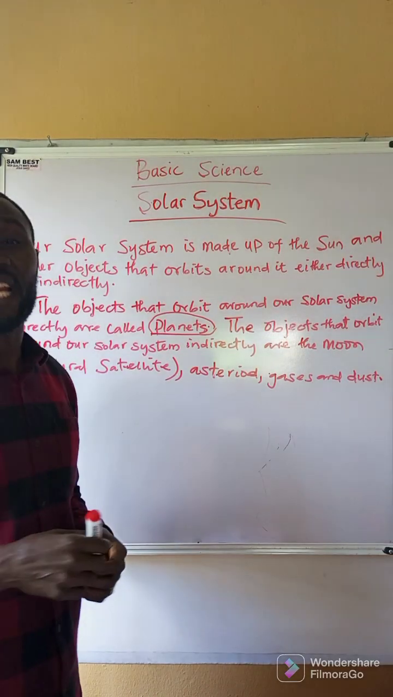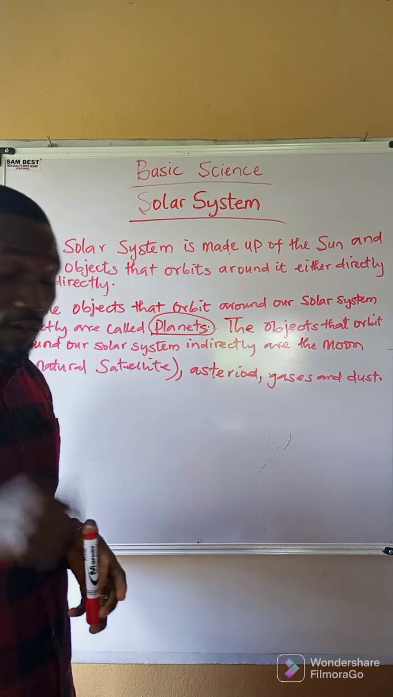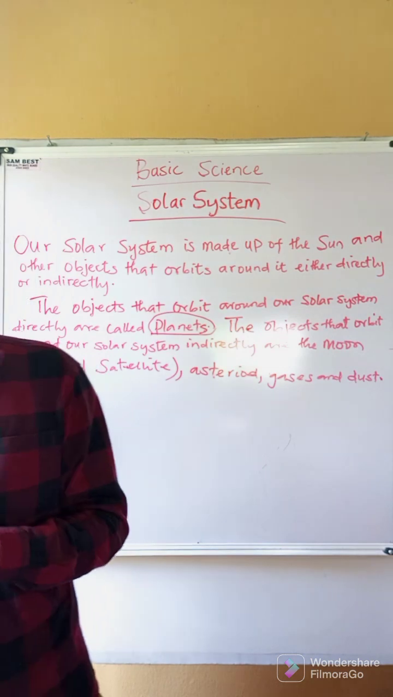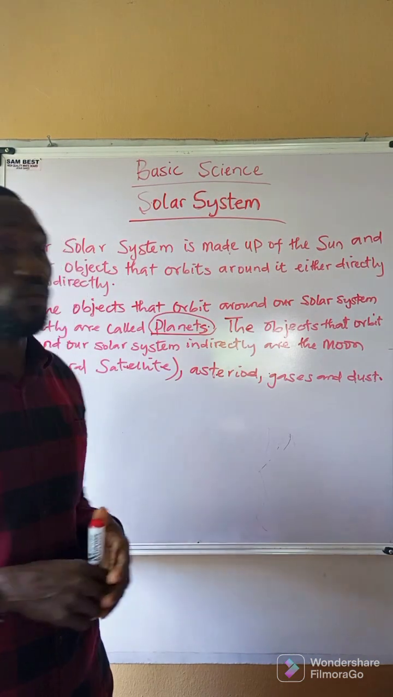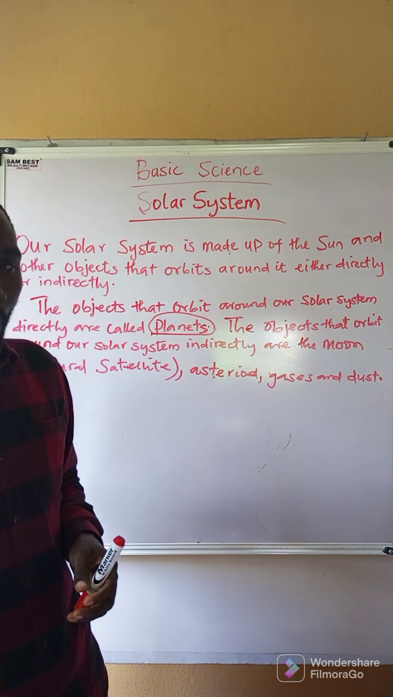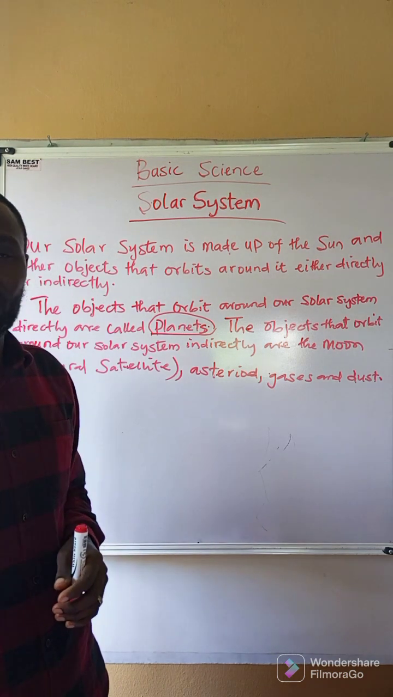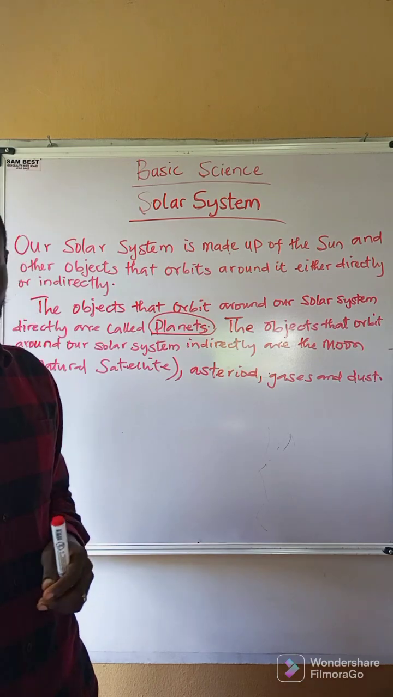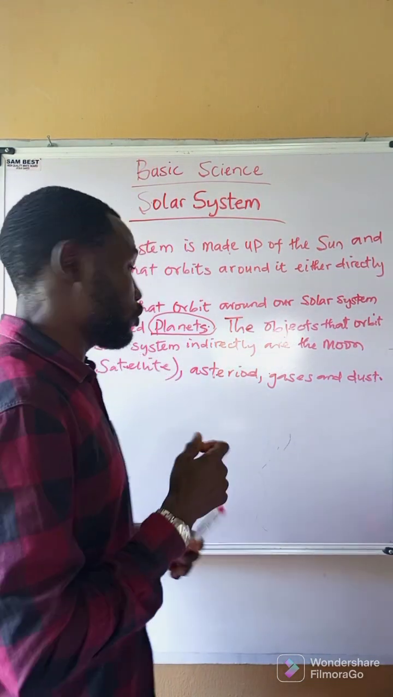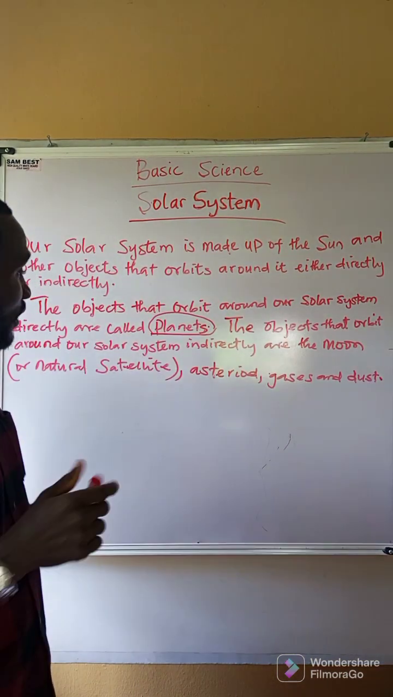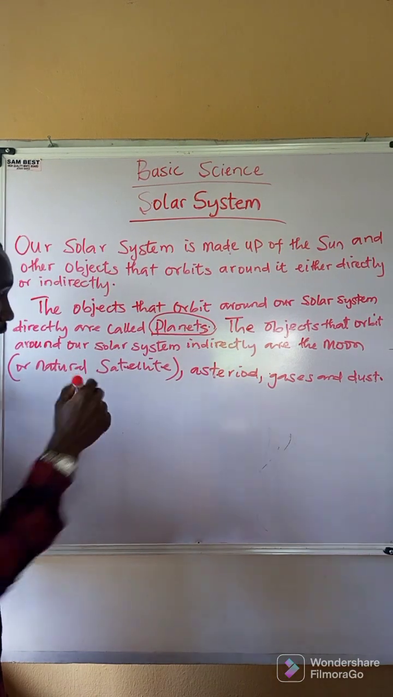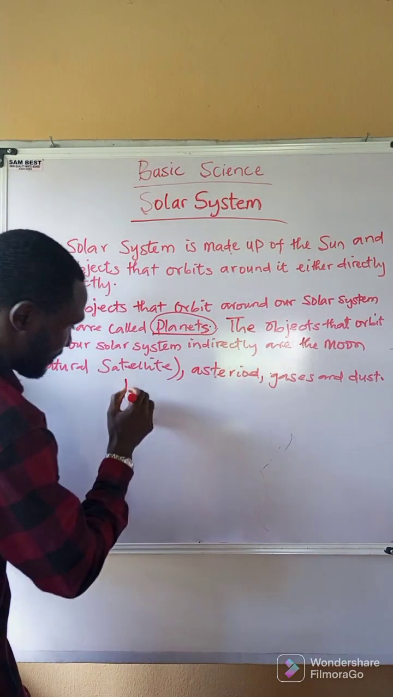We have 9 planets, but currently, as scientists have undergone so much research, recently they've taken away one, and it's now 8 planets. But I'll still give you all 9 planets, and the one that they've removed, you will know. So moving on, let's take the planets.